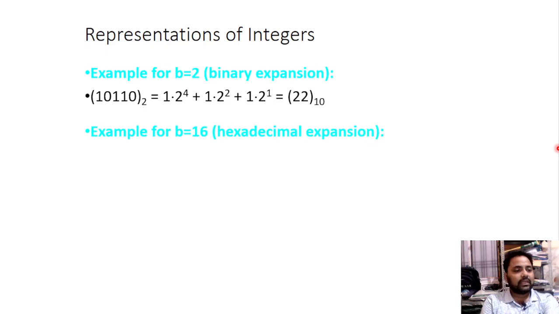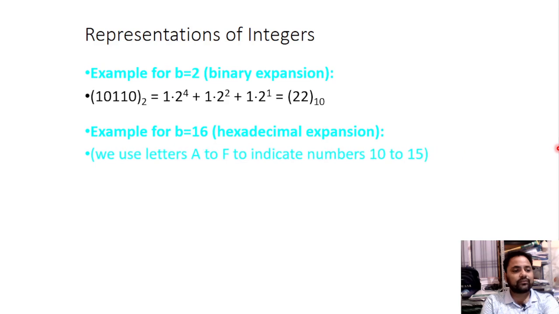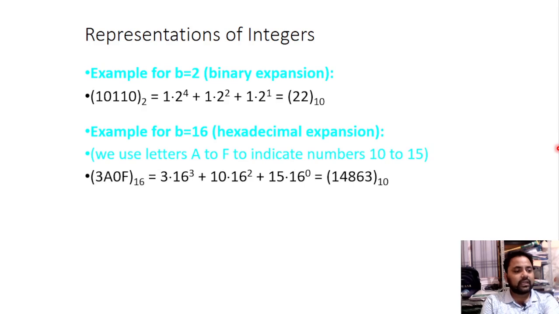For example, b equals 16 in the hexadecimal expansion. We use the letters A to F to indicate numbers 10 to 15, like (3A0AF) base 16 is equal to 3 into 16 to the power 3 plus 10 into 16 to the power 2 plus 15 into 16 to the power 0, and this is equal to 14863 to the base 10.